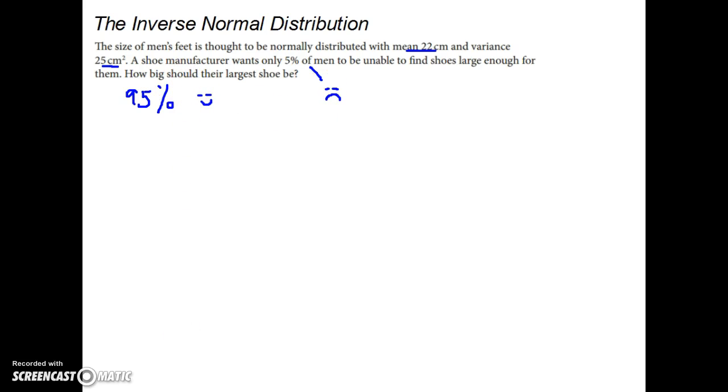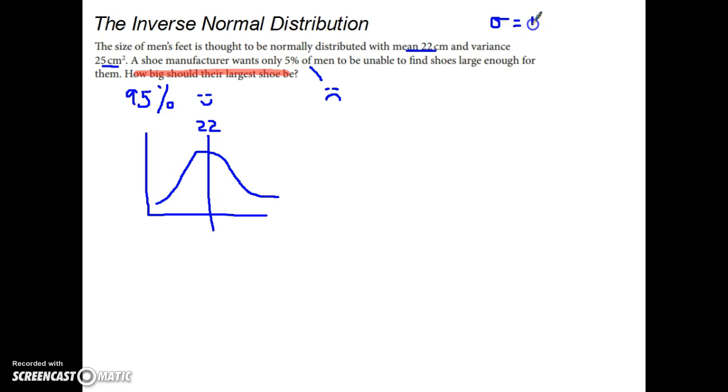Alright, so the question says, what is the largest shoe size going to be? You can see that for questions that involve inverse normal distribution, the information provided is a bit different. So I would strongly recommend you make a sketch. Just do a quick sketch. I've been recommending you do that. Simply draw a bell curve. In the middle is going to be my mean. My mean is 22. So the mean size is 22 cm and the variance is 25. So in other words, my standard deviation is 5, the square root of 25, right?